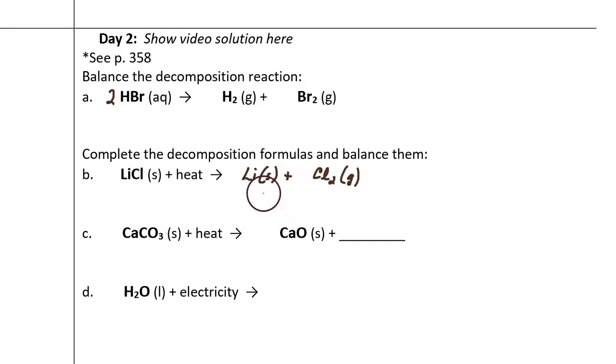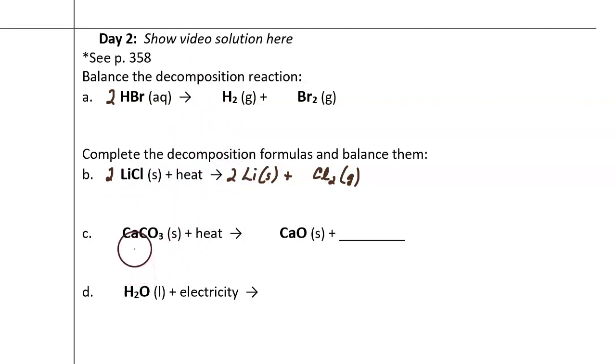Now that we've written out the correct formula for the products, let's balance it. There's one lithium here, one lithium here. One chlorine here, but two chlorines here. So in front, we need a 2. But that also makes two lithiums, so right there we need to have a 2.